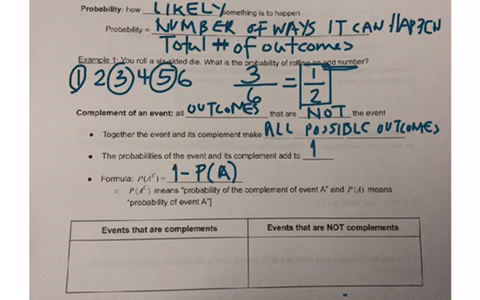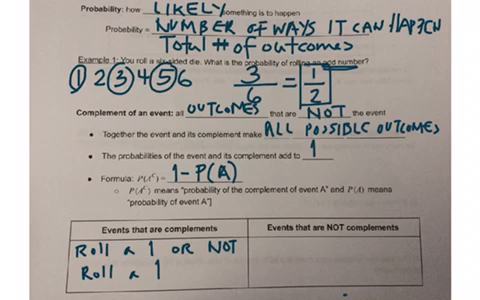So let's think about events that are complements. Let's stick with the die. If we roll a 1 or not rolling a 1, so everything else basically, rolling a 2, a 3, a 4, a 5, or 6. Those are complementary events. Those are complements.